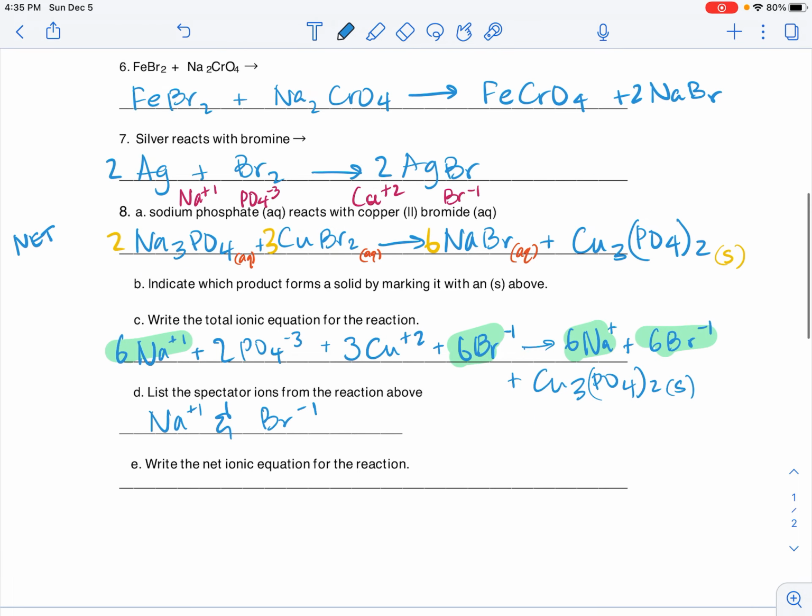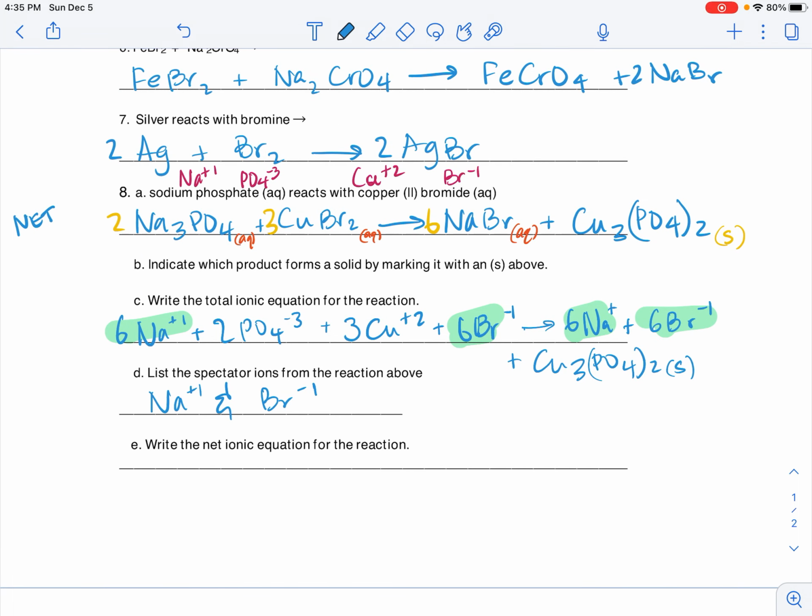And finally, the net is just to get rid of those spectator ions that I highlighted in green there. So to do that, I like to write the positive one first, but you don't have to. So I'm going to write 3 coppers and 2 phosphates. And when you react those 2 things together, you get copper 2 phosphate, which is a solid. Make sure that solid's on there for your final answer.